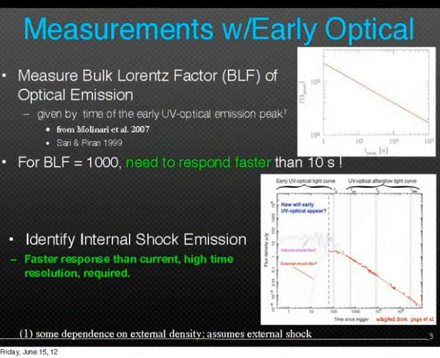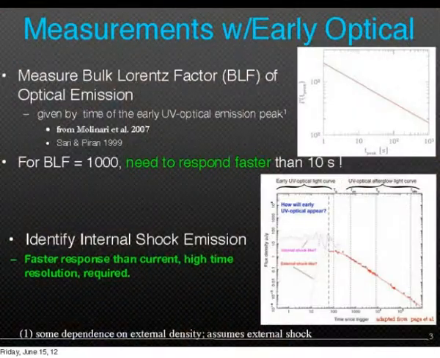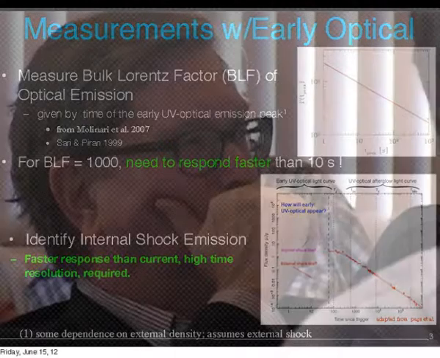We think that you can, using simple assumptions, from Molinari et al., 2007, get an estimate of the bulk Lorentz factor just by looking at the time of rise. And as you can see here, you just look at the rise time and you get a bulk Lorentz factor. And of course, you end up with the Fermi-like factors of 1,000 at 10 seconds, and you can get faster or slower.